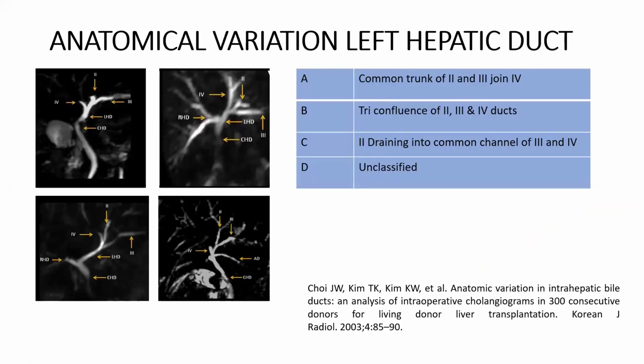Then there are variations of the left hepatic duct also. We don't usually describe them, but it is good to know these things. You can have a type A variation where the common duct of 2 and 3 joins the segment 4 duct, or you can have a triconfluence of all the segment 2, 3, and 4 ducts, or a situation where the segment 2 duct joins the union of the common channel of 3 and 4 ducts, or you can have some unclassified patterns. Here you can see that the segment 4, 2, and 3 ducts are all joining together, and there's also an accessory duct.